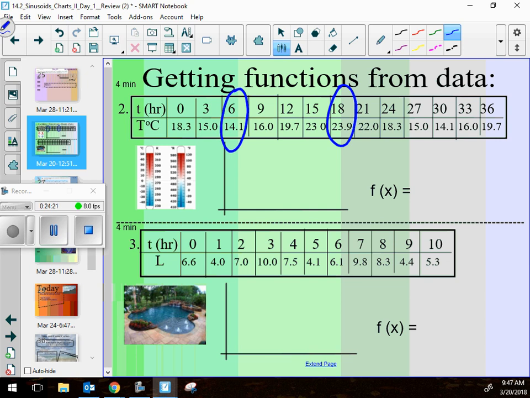Now, could you look further in the data and find the next one? Sure, you could, but you don't have to. All you need is one low tide and one high tide to make this work. Okay? So you didn't need that.